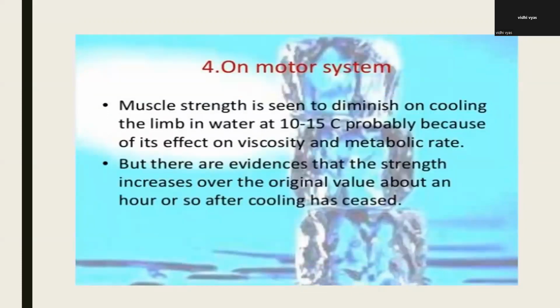Fourth, on motor system, muscle strength is seen to diminish on cooling the limb in water at 10 to 15 degrees Celsius, probably because of its effect on viscosity and metabolic rate. But there is evidence that the strength increases to the original value about an hour or so after cooling has ceased.